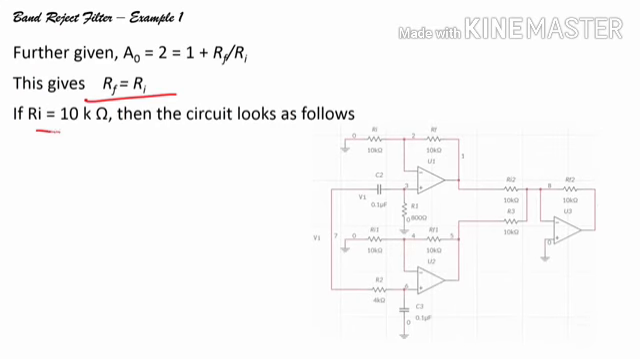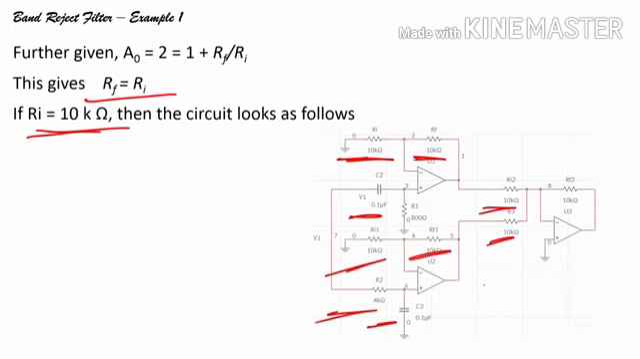So, I have RF, I have RI, I can substitute a value of RI. I have found C1, I have found C2, I have found R1, I have found R2, I know R3, I know RF. So, I can easily design my band reject filter.